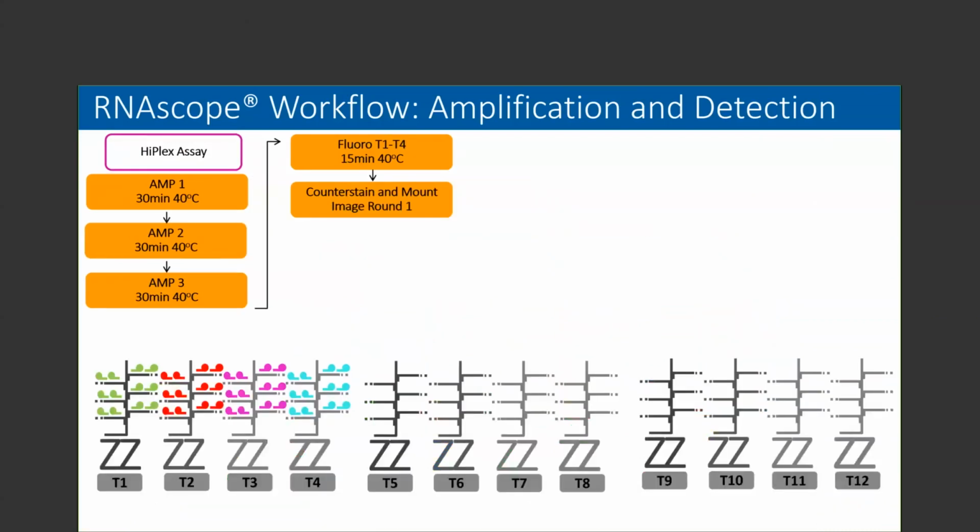The high-plex assay, which allows for the detection of 12 targets, requires building of all 12 amplification trees by the addition of AMP1 through AMP3 steps. Following the building of amplification trees, there is a sequential detection of the 4 targets at a time. First, fluoro T1 to T4 are added for detection of T1 to T4 targets. The sample is then counterstained and mounted for imaging.